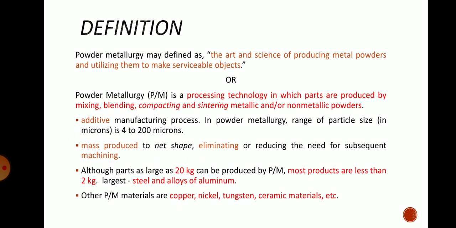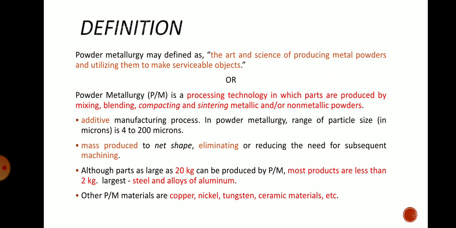Now powder metallurgy may be defined as the art and science of production of metal powders and utilizing them to make serviceable objects. By producing small powders of the metal, we are making the final products and utilizing them in actual practice. So this is the total powder metallurgy. Again I will read that definition: the art and science of producing metal powders and utilizing them to make serviceable objects is nothing but powder metallurgy.